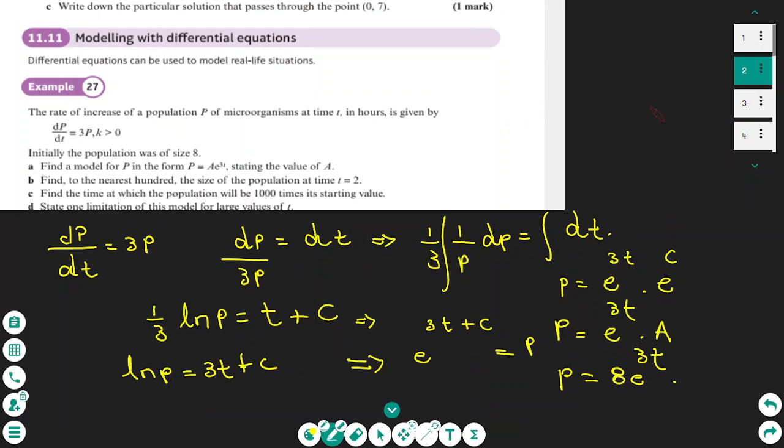Hello everyone, this is a lesson in modeling with differential equations in A-level mathematics.